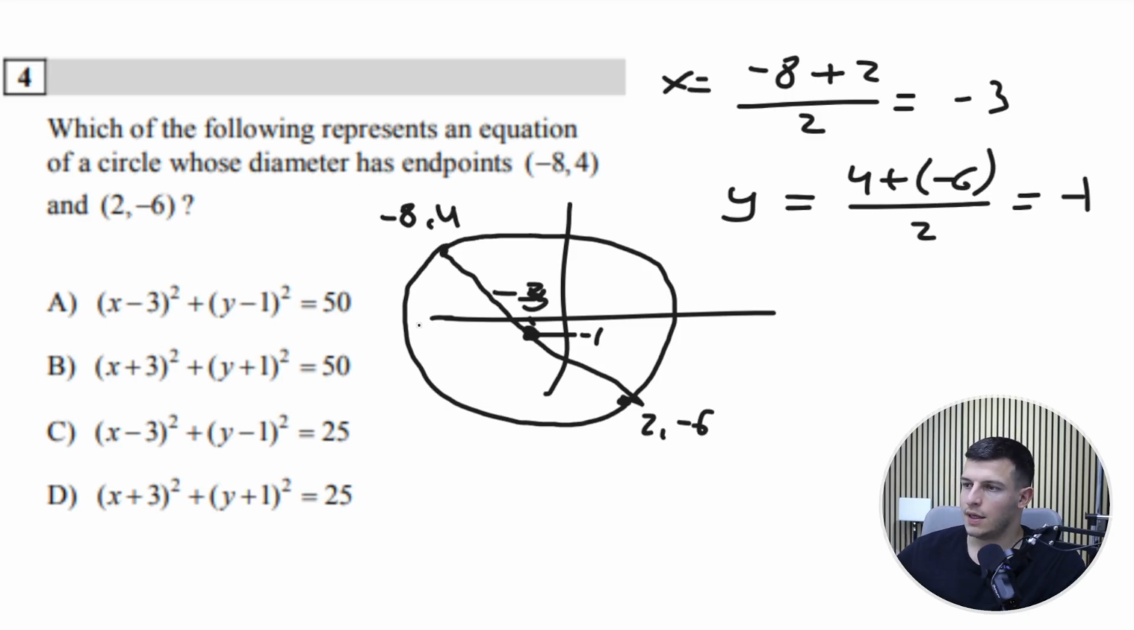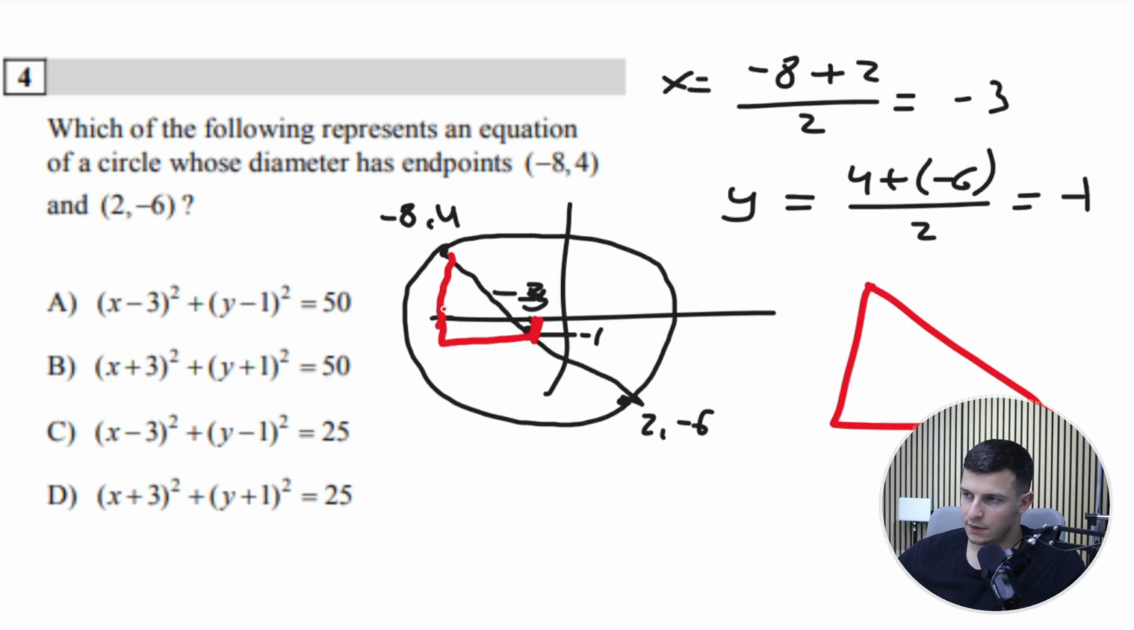And what's the radius? Well, there's a couple of ways we can find the radius. We can do the distance formula between 2 points, or we can use a right angle triangle. So I'm going to isolate that. Now this is negative 3. This part is negative 8.